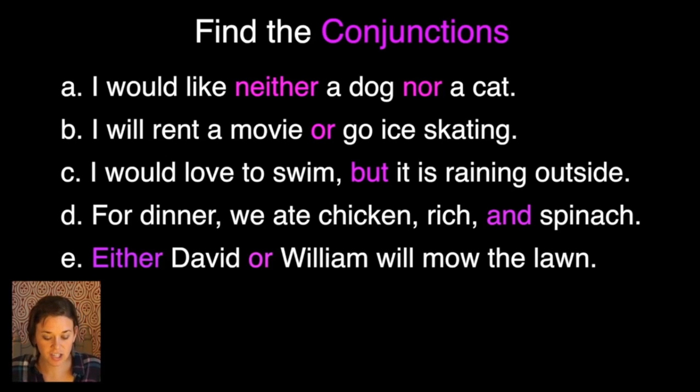Okay, so in D, the conjunction is and. And in E, the conjunction is either or. It's a correlative conjunction, and it's joining the two subjects, David and William.